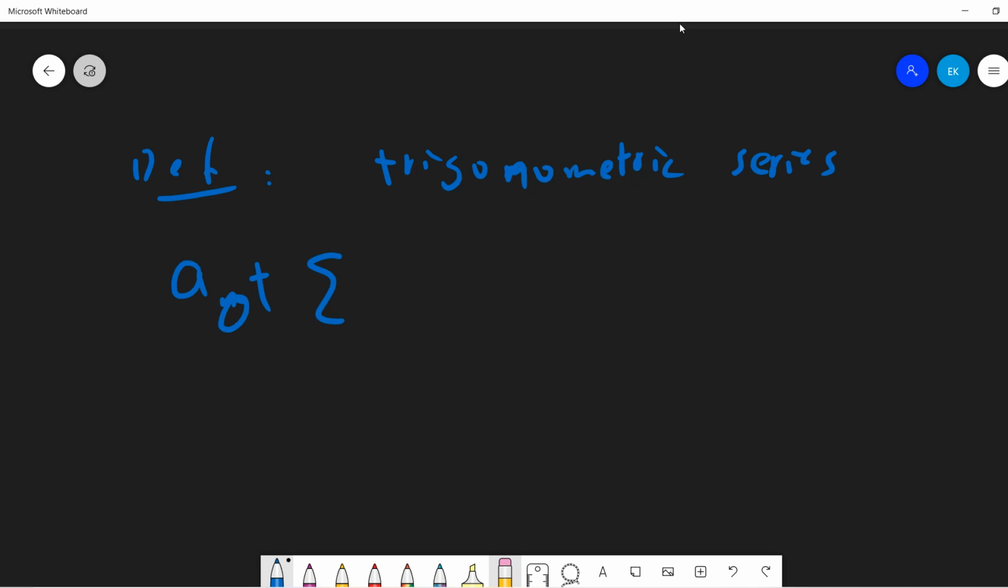Okay, so definition. The trigonometric series basically is a form of this. There are different notations. Some people will use a naught divided by 2, but in the textbook we use a 0.